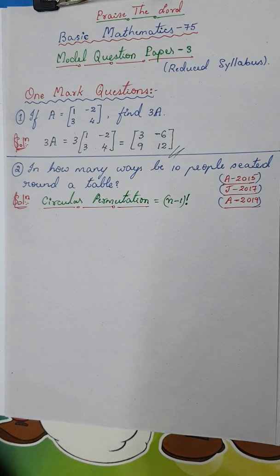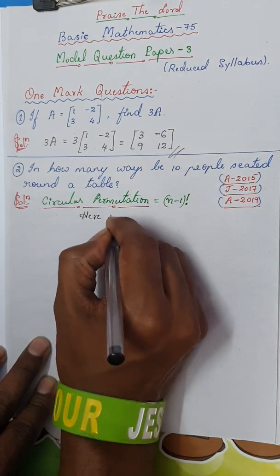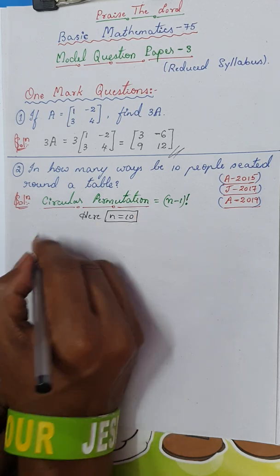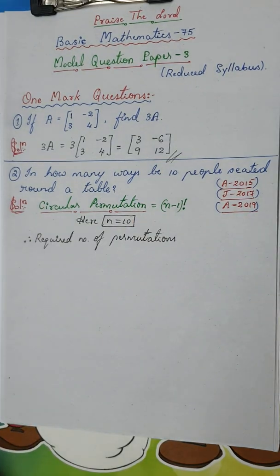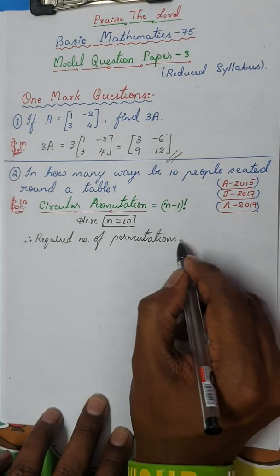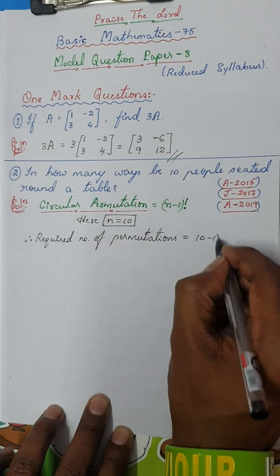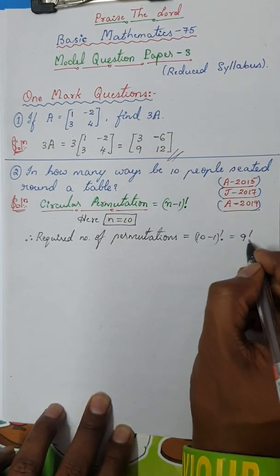Now what is n here? How many people? 10 people. So n is equal to 10. Therefore, the required number of permutations is nothing but 10 minus 1 factorial. You need not say it is circular permutation. So this is nothing but 9 factorial.